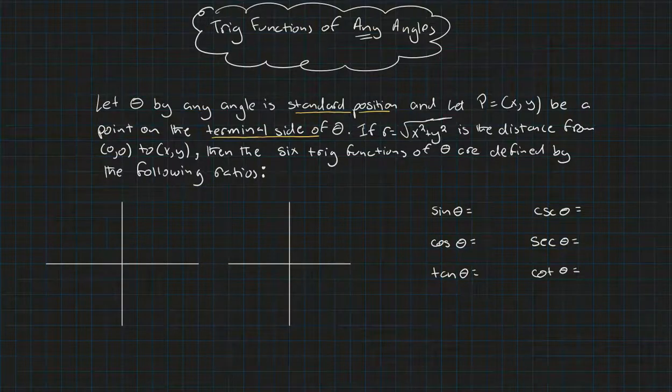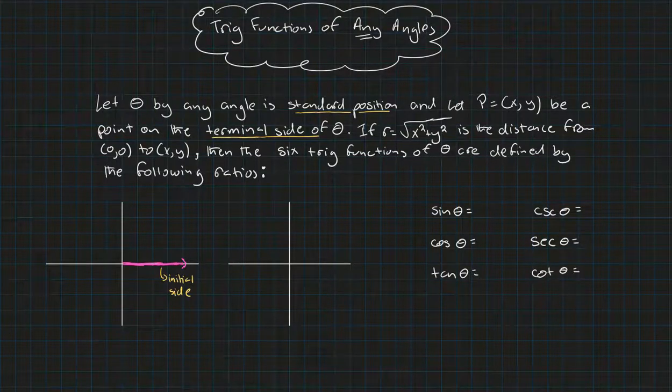So let's go ahead and break this up a little bit, and talk about the things that are in there. What is standard position? What is the terminal side? What is this R? What is this point P? So let's take a look. Standard position means you have an angle that starts on your positive x axis, which is also known as your initial side. Initial side. And then it's saying let P be a point on the terminal side of theta.